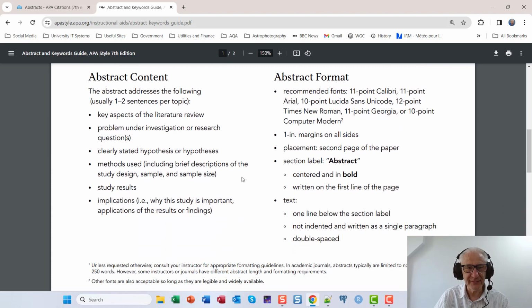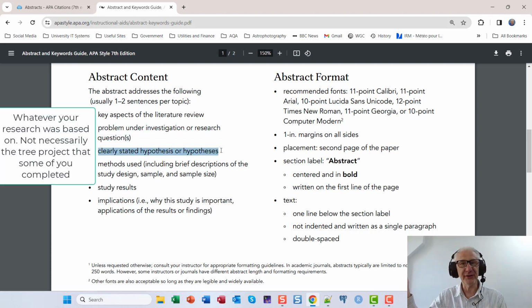So what should it have? Abstract content. An abstract addresses the following, usually 1 to 2 sentences per topic. Don't worry about this one here, key aspects of a literature review. You haven't done one of those, so you can ignore that for this abstract. What was it we were asking you to do? What was the problem under investigation? You state your hypothesis. The pine trees are fatter, thinner than the chestnut trees, and so on.